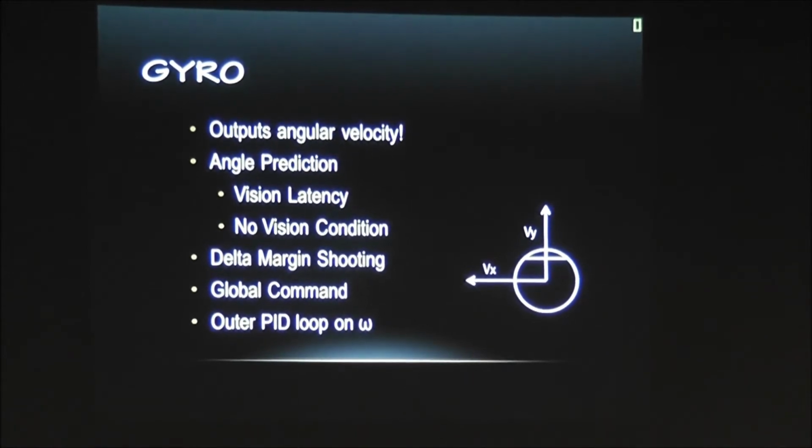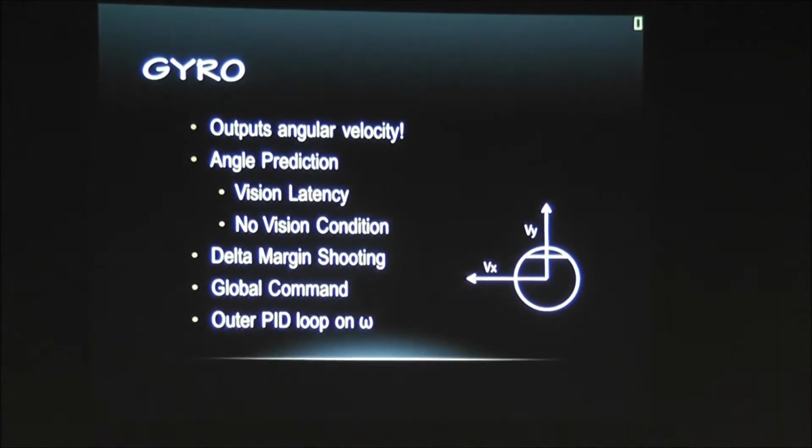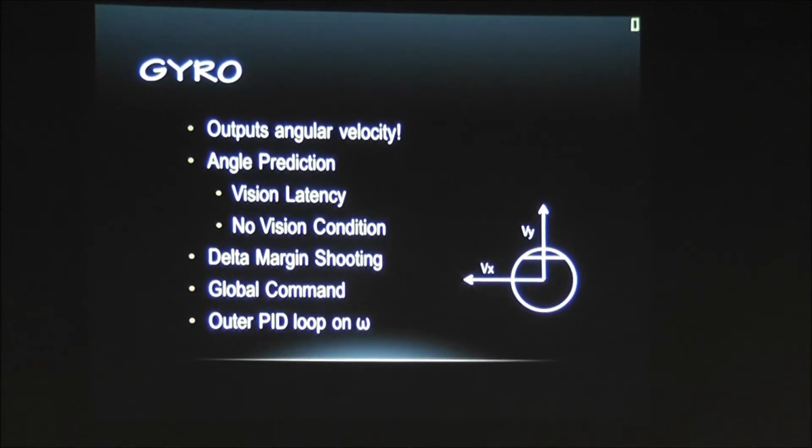One other thing is that we send global commands, speed and vision commands, to the robot, and the robot transforms them to its local frame and then sends them to the PID loop. And one other thing is that we use a PID loop on the motor commands sent from the AI.